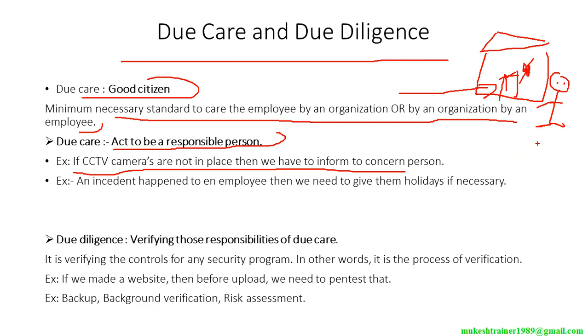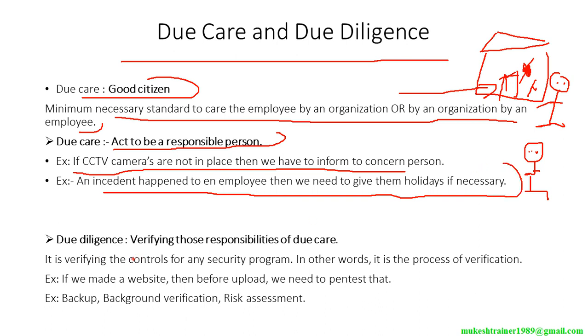Suppose you are a normal company employee, not a security manager, and you find out that there used to be a security camera but it is missing. You should be a good citizen, which is due care, and tell the company that there should be a camera and it is not there. And what if you are the IT manager and you find the camera is missing? Who is responsible for that camera to be there? If it is not there, you might fire the person, or if an incident happened, give the employee time off if necessary. That is called due care.